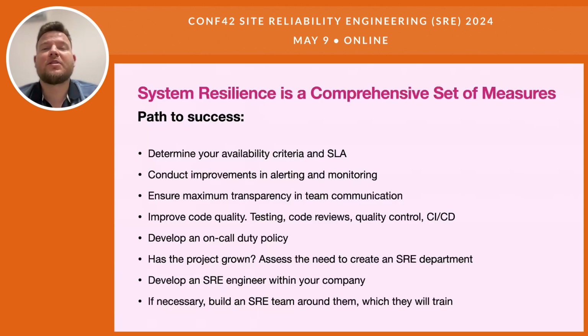Determine your availability criteria and SLI. Conduct improvements in alerting and monitoring. Ensure maximum transparency in the team communication. There is no room for secrets in an engineering team. Improve code quality, testing, code reviews, quality control, CI/CD. This will all be fundamental.